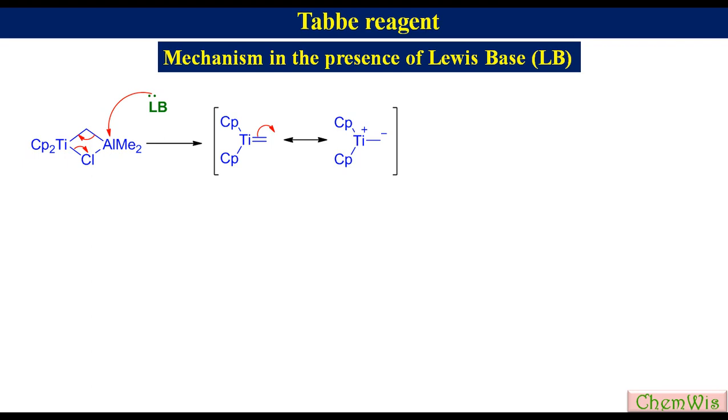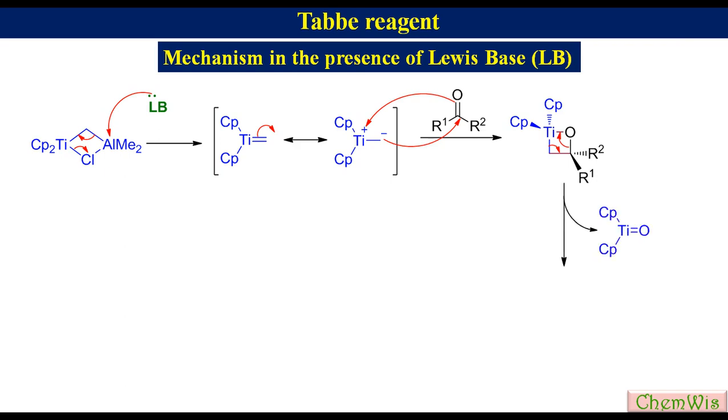The carbon of titanocene methylidine attacks on carbonyl carbon and the carbonyl oxygen attacks on titanium to generate oxy-titanocyclobutane, which undergoes ring opening process to liberate titanocene oxide and product with the terminal alkene. The driving force for the ring opening is probably the formation of a strong titanium-oxygen double bond.